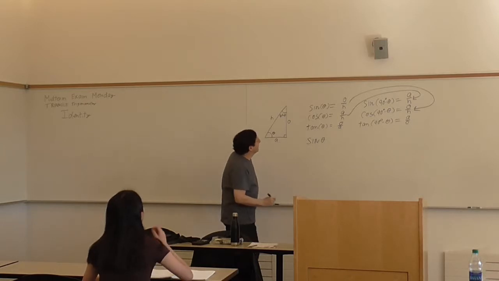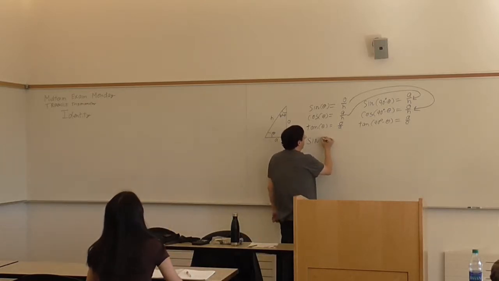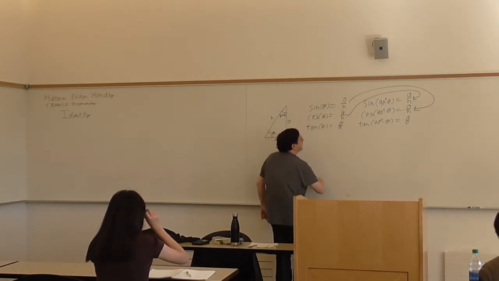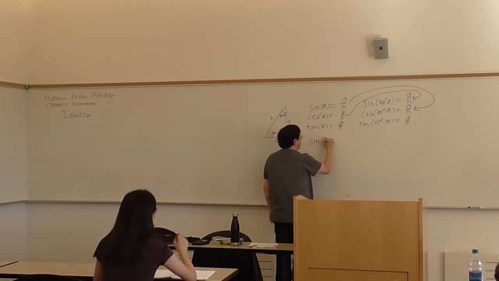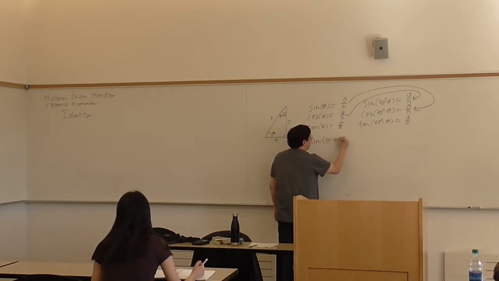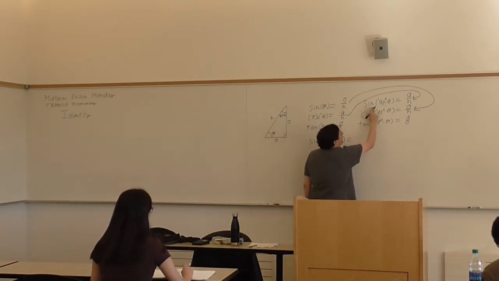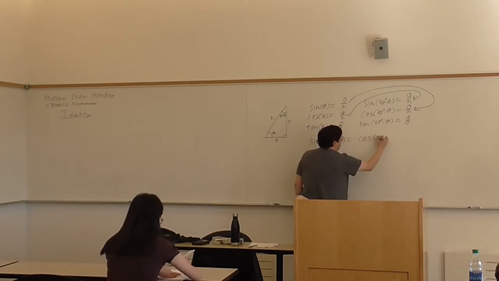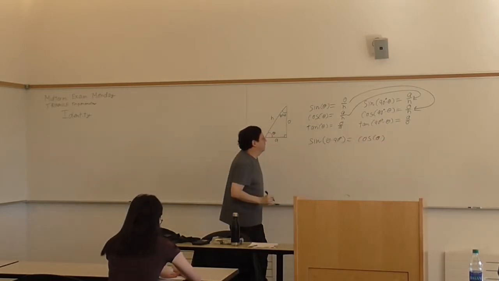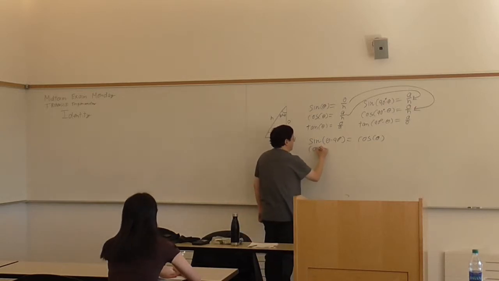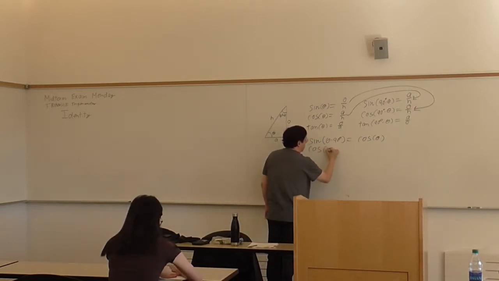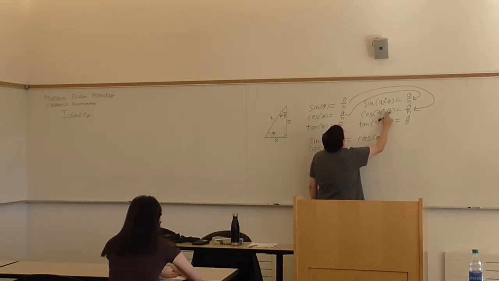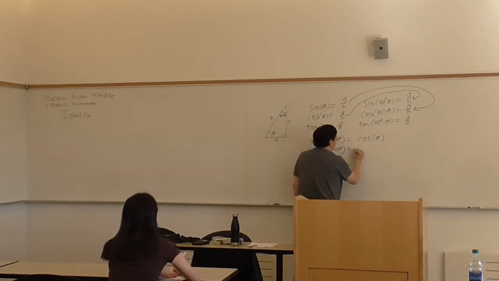Find my place. Sine of theta. You write it this way. Sine of theta minus 90 degrees. That's here, that's a over h. That's just the cosine of theta. The cosine of theta minus 90 degrees, that's over here. That's just the sine of theta.